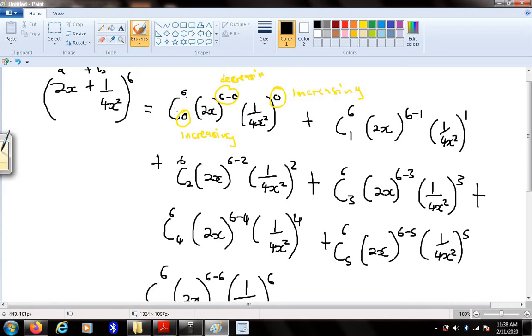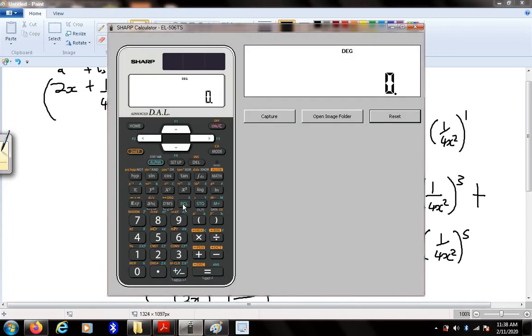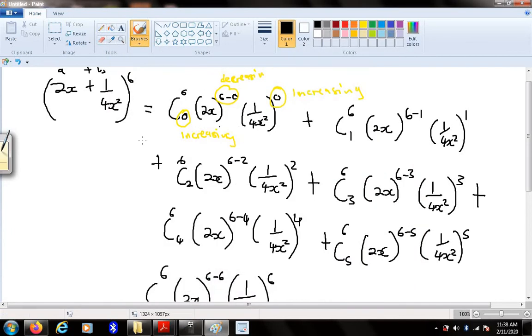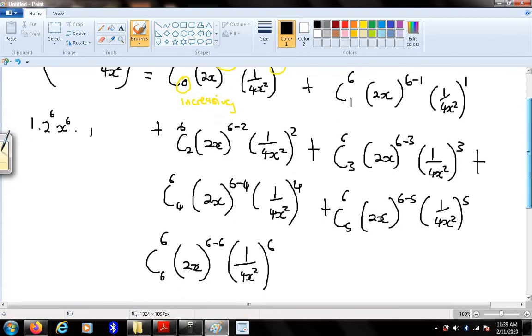If we consider the first term, 6 choose 0, on our calculator that will give us 1. So basically this one will be 1 times 2 to the power of 6, x to the power of 6, times any number raised to the power of 0, which is 1. So obviously the first term will have an x. We want the one without an x. So you keep on doing that with trial and error until you get to the one.